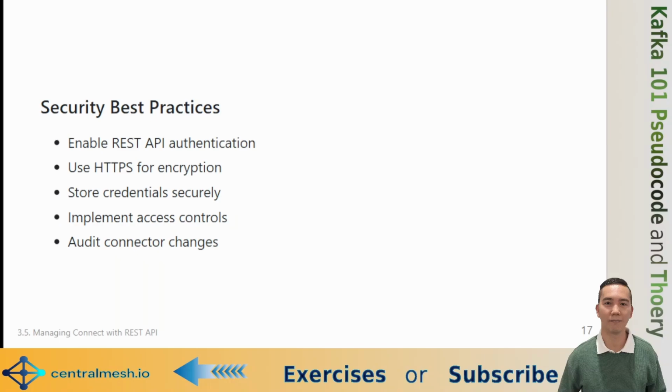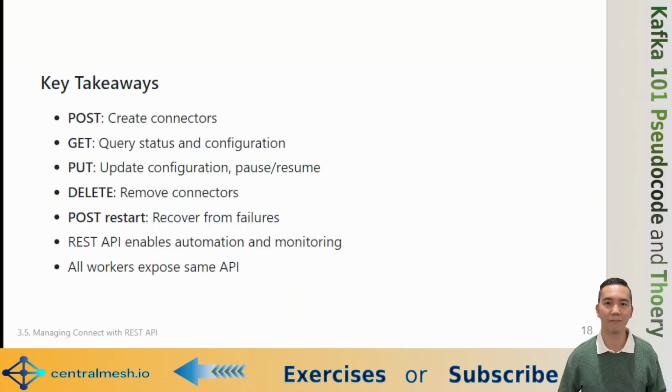Apply appropriate access controls so different teams only manage the connectors they own. Finally, keep an audit trail of connector changes so you know who modified a connector, when it happened, and what was changed. Let's summarize what we have learned in this lesson.